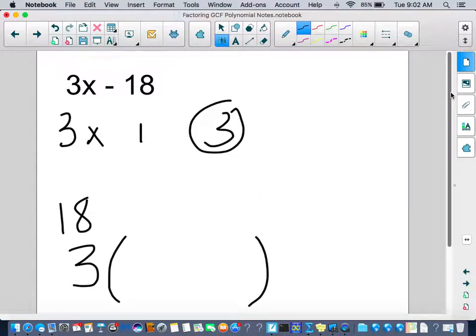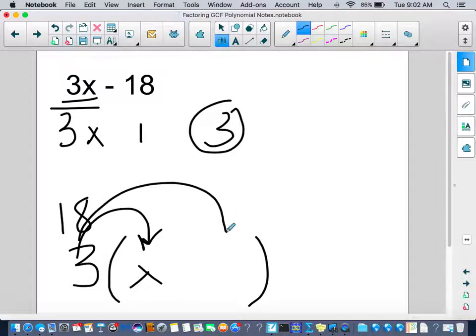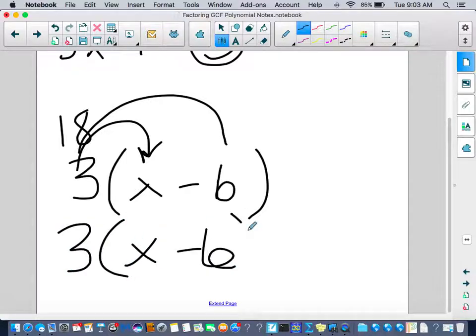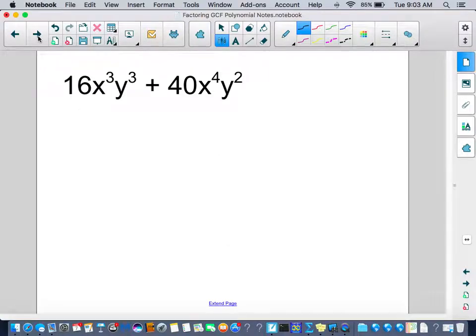Okay, so if I were to distribute 3 times something, I should get 3x. So that would be an x. So 3 times x is 3x. Now if I were to distribute 3 into my second term, I should get negative 18. So 3 times what number is negative 18? So we should have minus 6. Okay, so our factoring of this expression is 3 times (x minus 6).